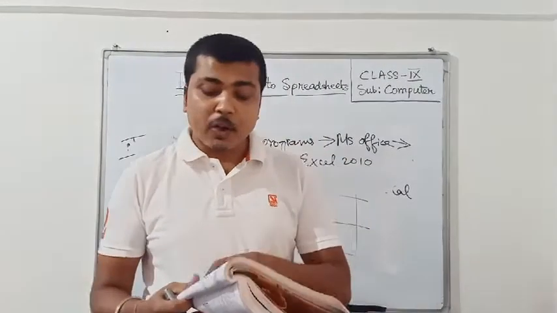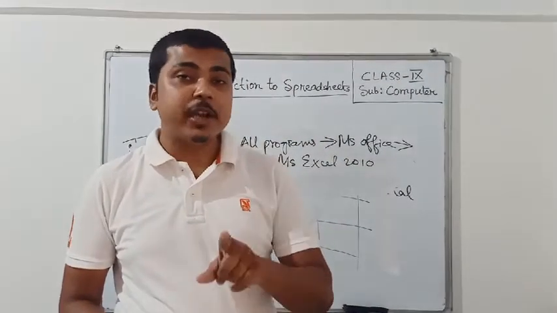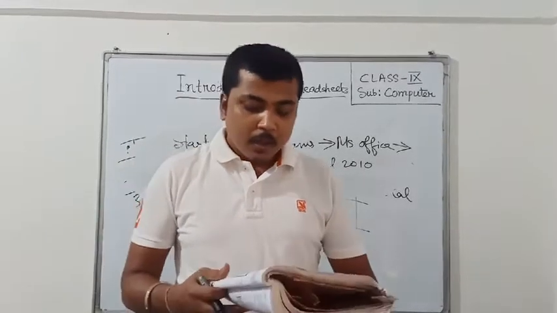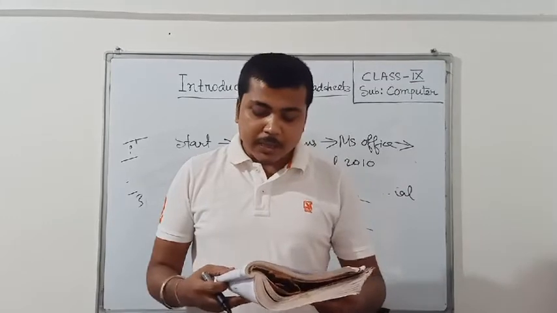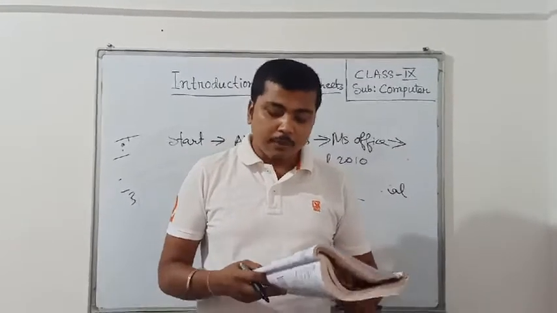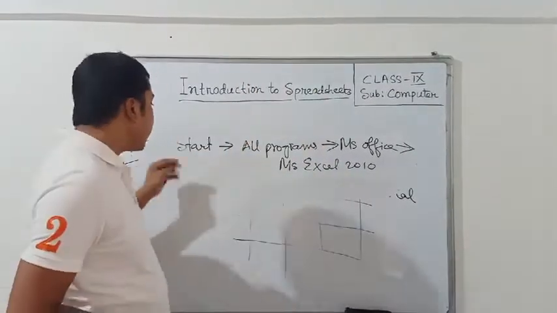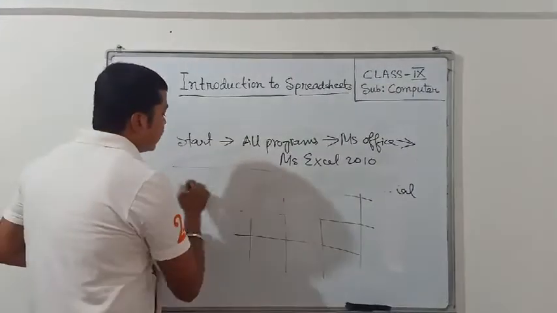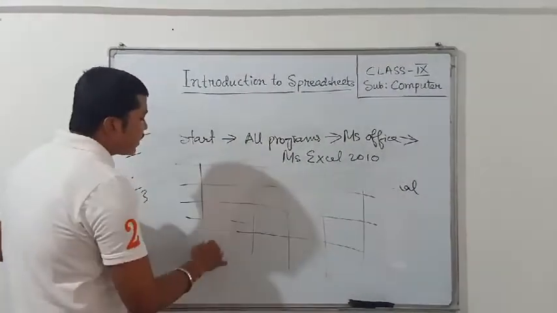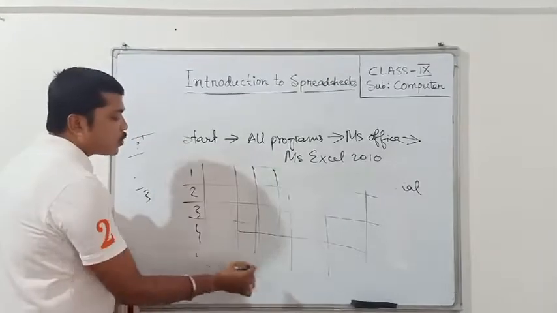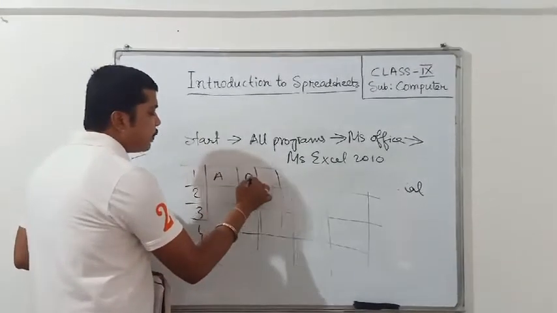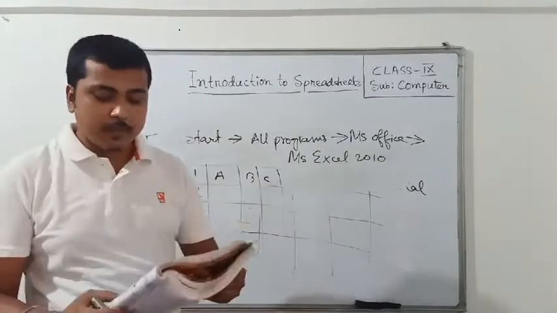The number of rows is 1,048,576 and the number of columns will be 16,384. Rows are numbered from top to bottom along the left edge of the worksheet as 1, 2 and so on. As I said earlier, rows are numbered in this way. These are the rows, and these are the columns. So rows are numbered as 1, 2, 3, 4 and so on, and columns are numbered as A, B, C, D and so on.